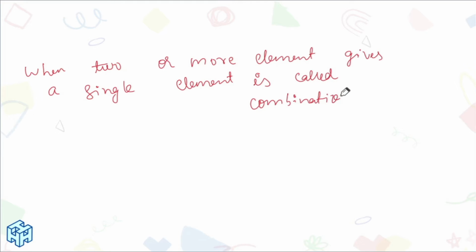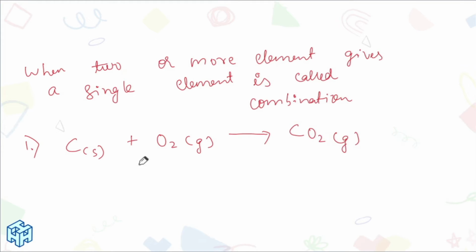Let me give you some examples. Example 1. A solid carbon, for example wood, is burned in the presence of gaseous oxygen. What do we get? It's CO2. See, carbon is a different element. Oxygen is a different element. We are getting a combination of both, that is carbon dioxide.